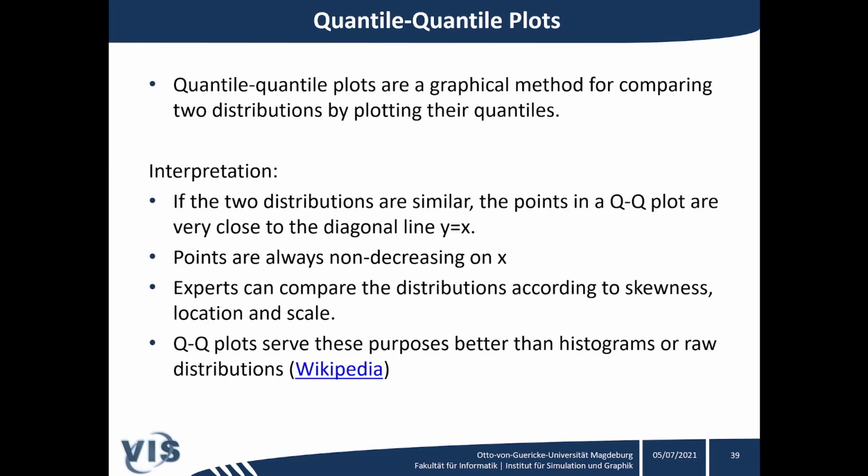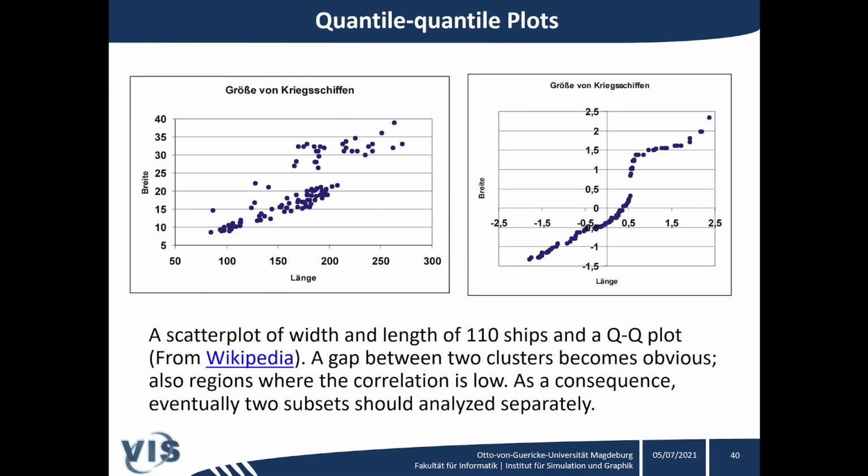So the experts can compare the distributions according to the skewness, location, and scale, where QQ plots serve these purposes better than histograms or raw distributions. Here you can see a comparison of a scatter plot and a QQ plot. So to generate the QQ plot, observed values of two characteristics whose distribution one wants to compare are ordered in each case according to the size. And these ordered data are combined to pairs of values and plotted in a coordinate system.